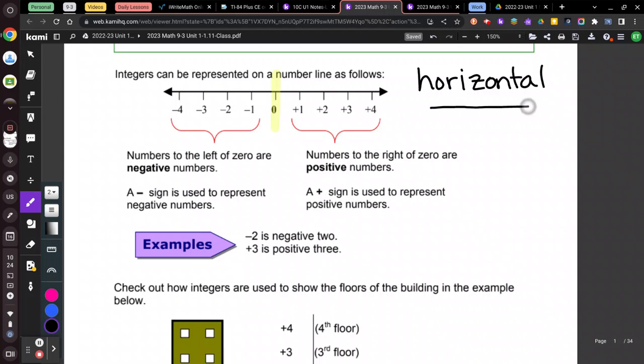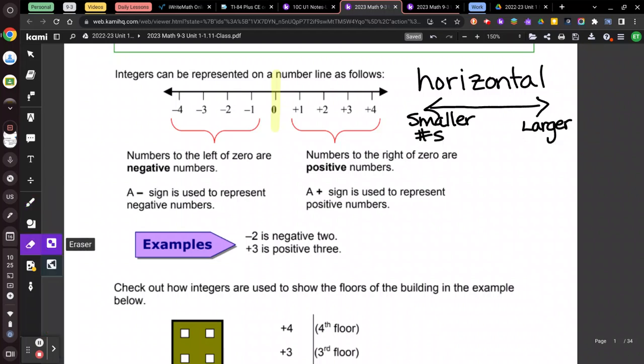So horizontals go left to right. On the right, we get larger numbers. And on the left, we get smaller numbers. So as we go left, they get smaller. As we go right, they get bigger. Okay? It says a negative sign is shown to indicate negative numbers.